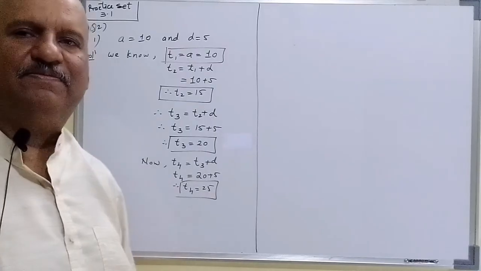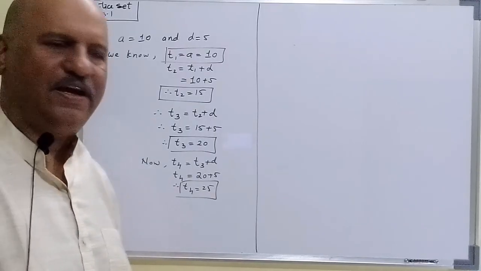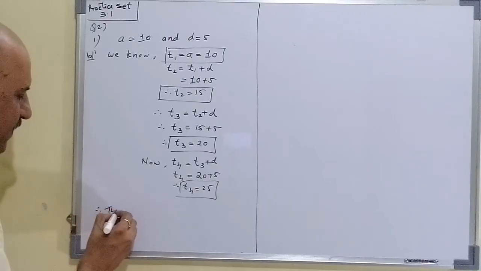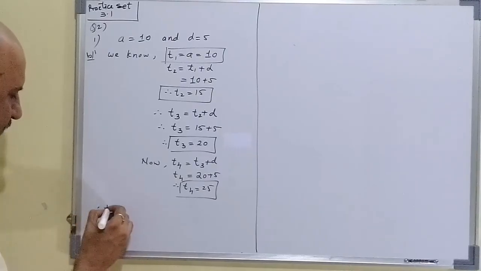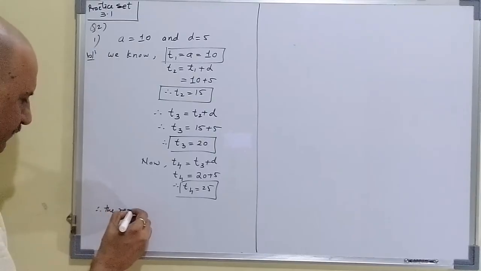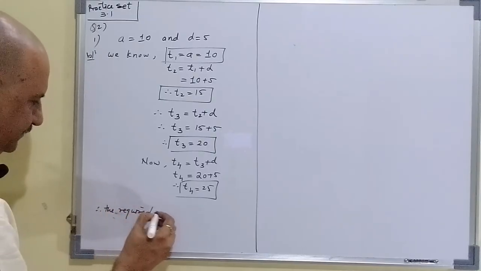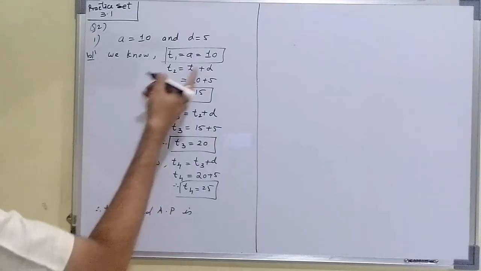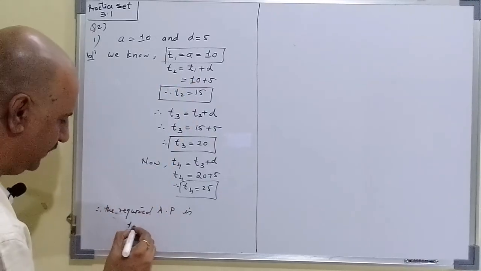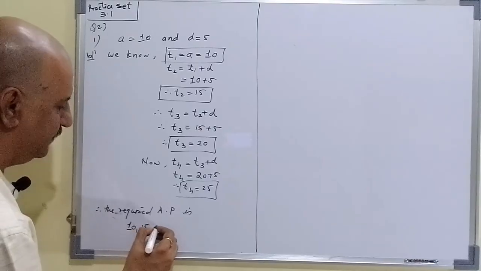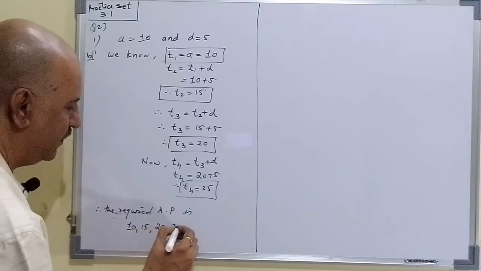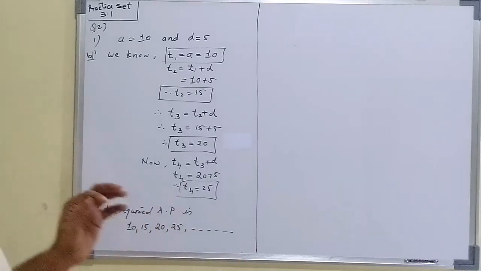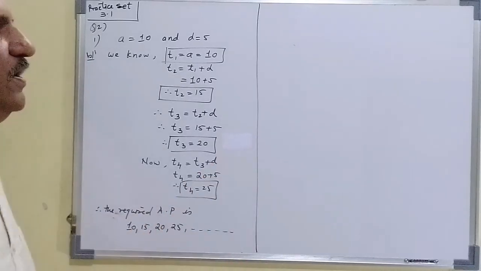So we can find many terms, but 4 terms काफी हो जाएंगे. Therefore the required arithmetic progression is 10, 15, 20, 25 and so on. Simple. Now go for next question.